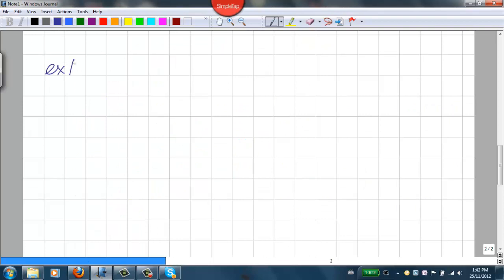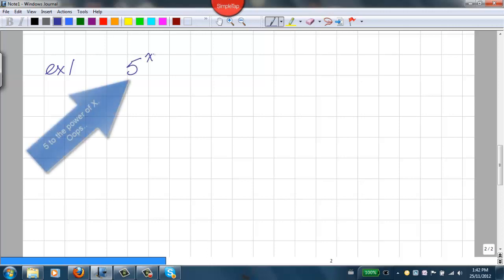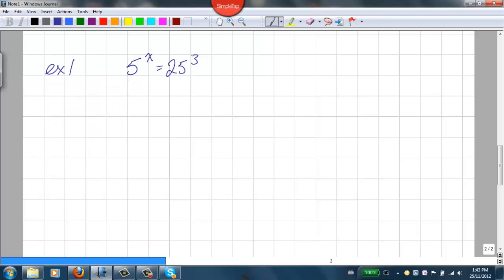Let's take a look at a first example. Sometimes it's important to rewrite one or both sides of an exponential equation so that they have the same base. So for example, let's say we've got 5^x is equal to 25 cubed. What base might we use here if we wanted to rewrite both sides with the same base? Hopefully you're thinking 5. Which is great. So we rewrite this as 5 to the power of x is equal to 5 squared, which is 25, all cubed. And then using exponent laws, we could say that 5^x is equal to 5 to the 2 times 3, or 5 to the 6.